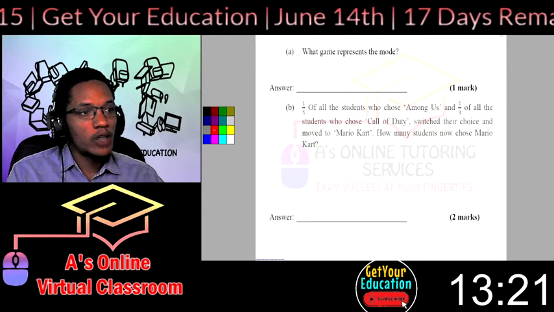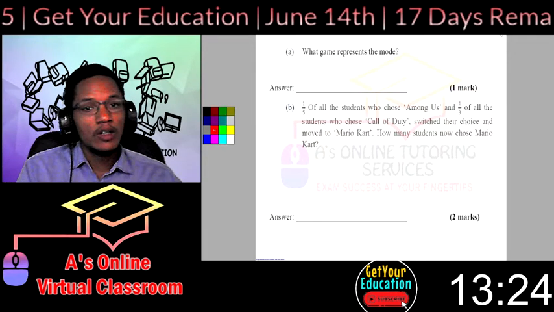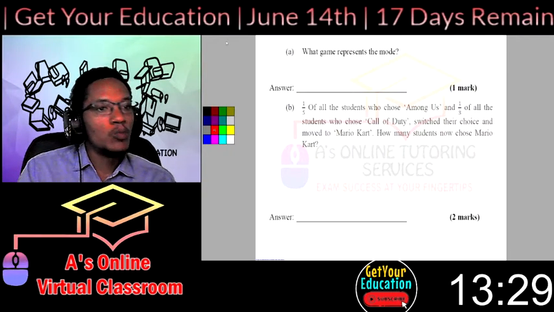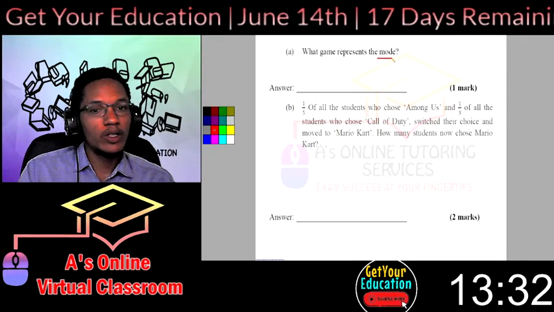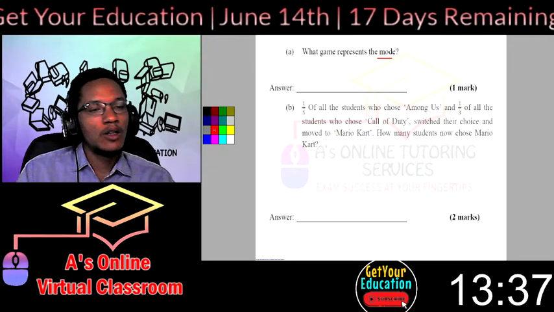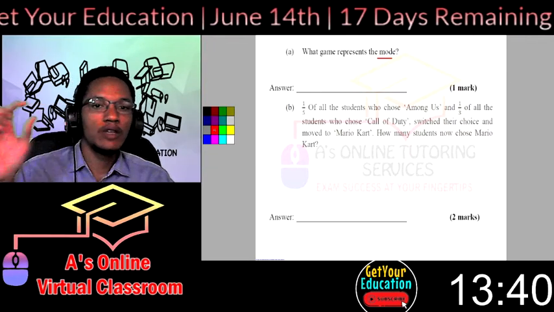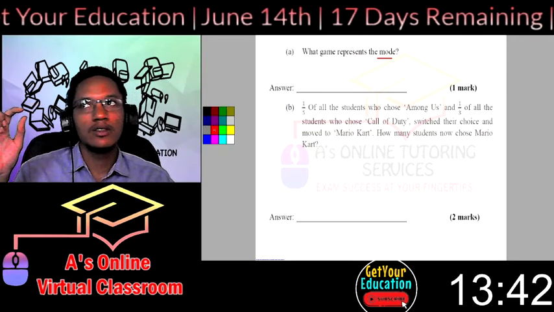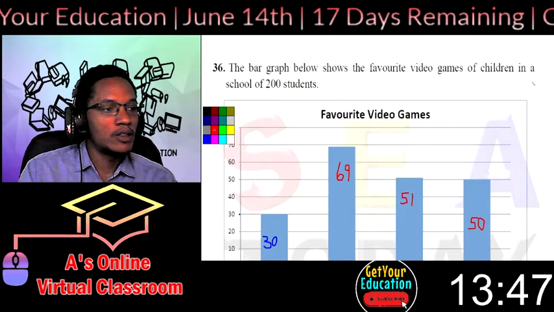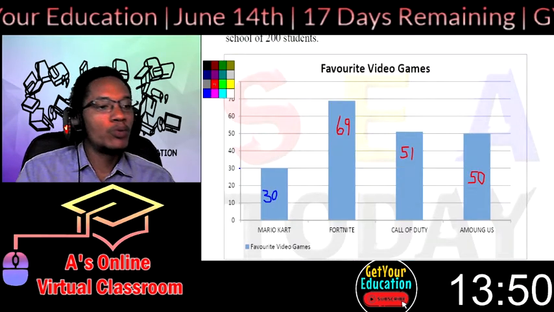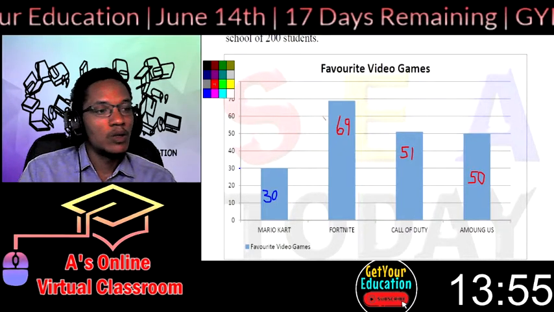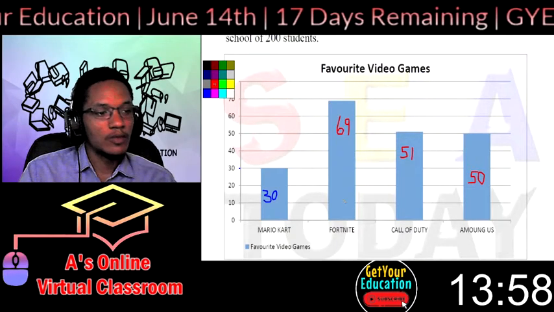And now they're asking what game represents the mode. So this is also dealing with mean, average, median. Mode is the number that appears the most frequently. But we don't have data where it's like each student information or each student selection separate. They compile the data so that we have everything together in groups. So the group that will be the mode, which was chosen the most frequently, would be the tallest bar. So that was Fortnite.